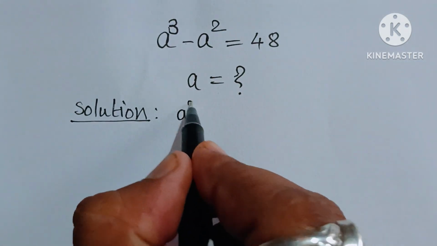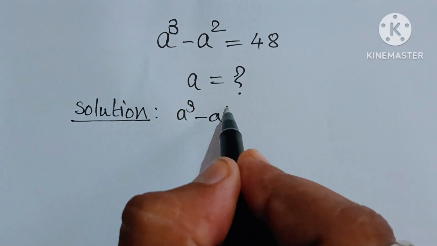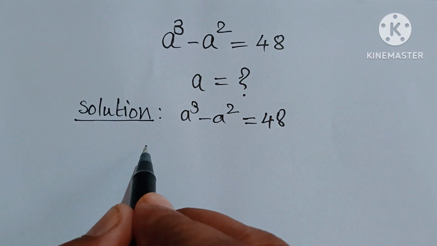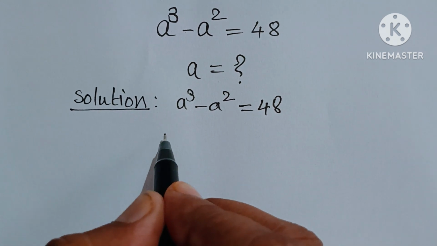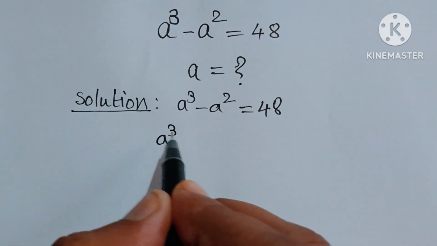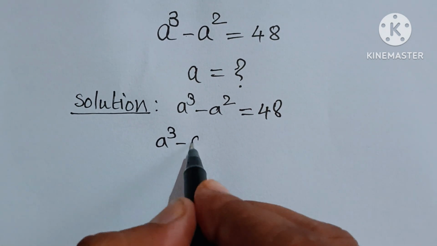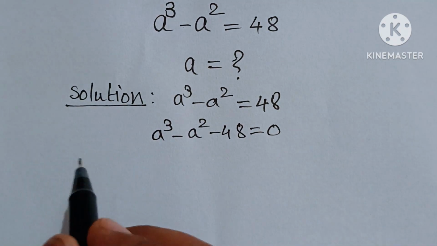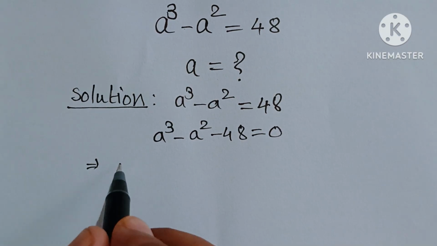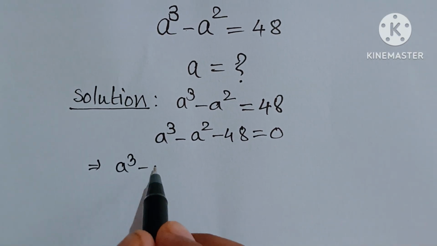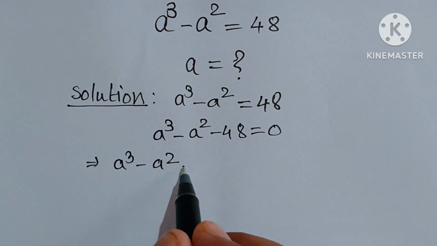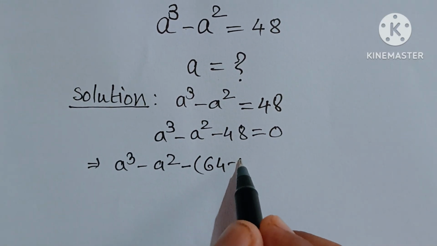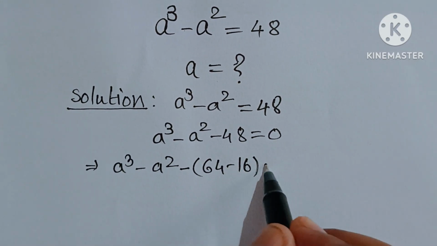a³ − a² = 48. Now a³ − a² − 48 = 0. Now we write a³ − a² − (64 − 16) = 0.